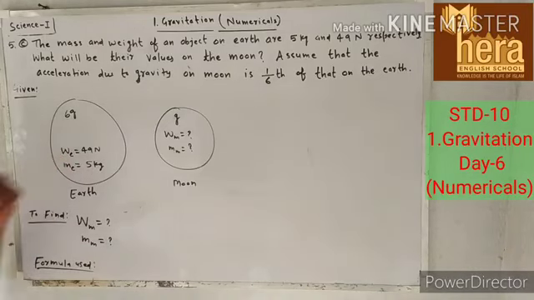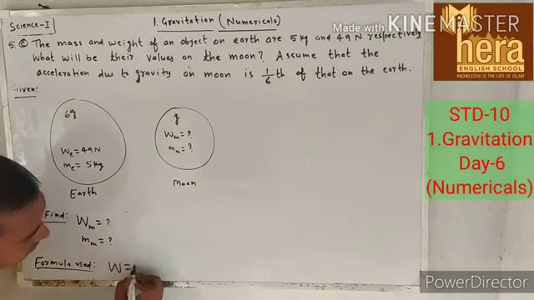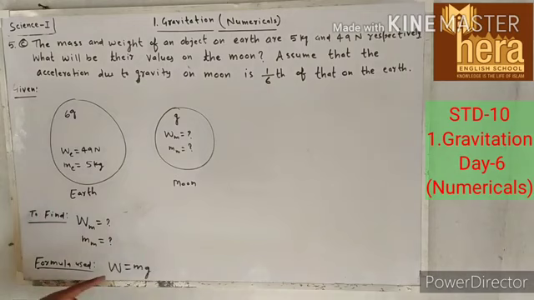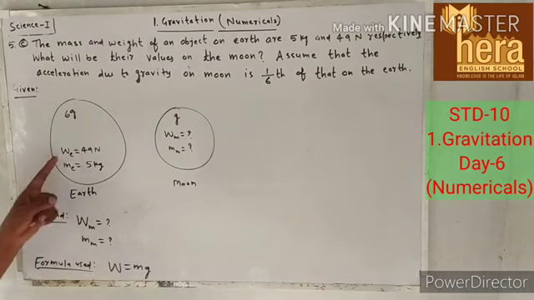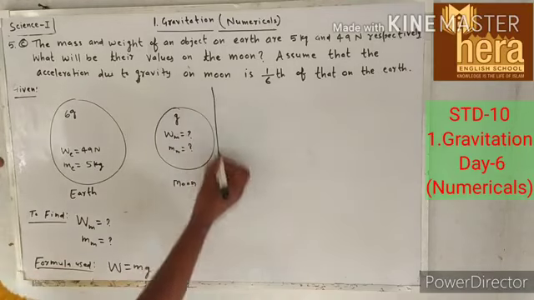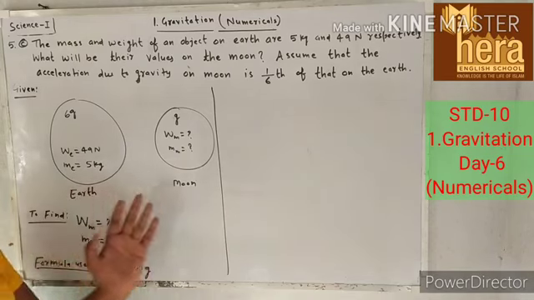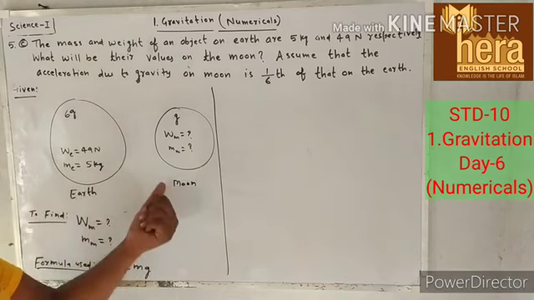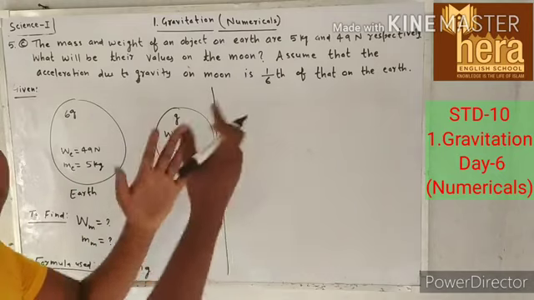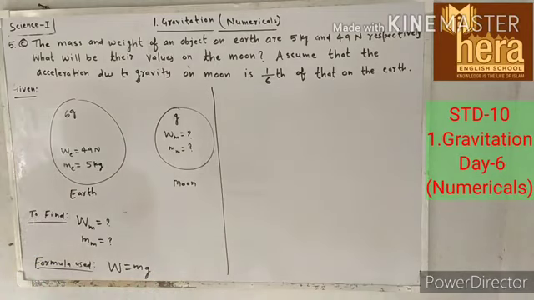Formula used: weight, mass and g. We know that W is equal to mg. That's why we will use W is equal to mg. One time we will write for earth as equation number 1, and second time we will write for moon as equation number 2. Divide equation 1 by 2 or equation 2 by 1 and you will get the answer. Formula used. Then solution.